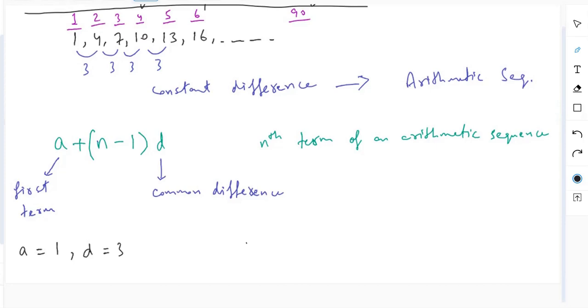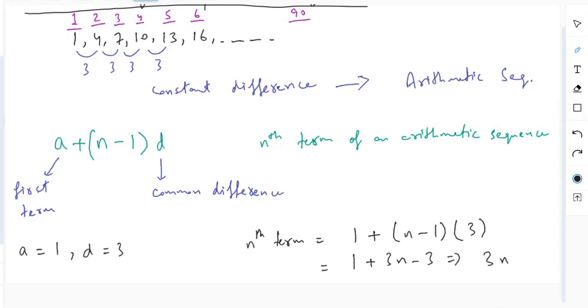So my nth term therefore, जो मेरी nth term होगी इस sequence की, जो मैंने ऊपर लिखा है, that's going to be a plus n minus 1 into d. a क्या है? 1 plus n minus 1 times the difference. The difference is 3. So we can just simplify this now. We get 1 plus 3n minus 3, and that gives us 3n minus 2. This is the nth term of that sequence that we wrote at the top.